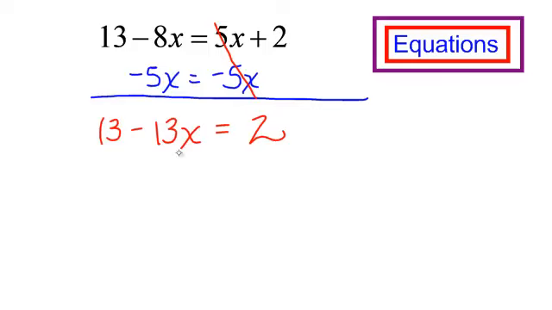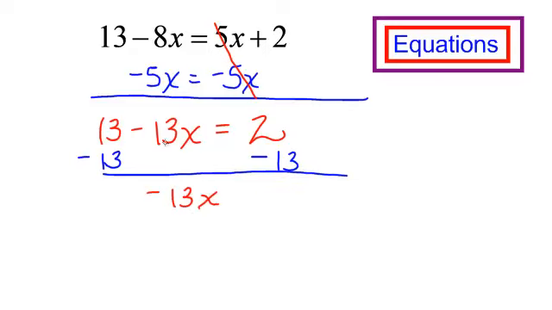So now I only have to look at one variable. I am solving for this x. I'm going to get rid of this 13 first. It's a positive 13. What's the opposite of adding 13? Yes, you will subtract 13. But if you subtract 13 from the left, you have to subtract 13 from the right side.